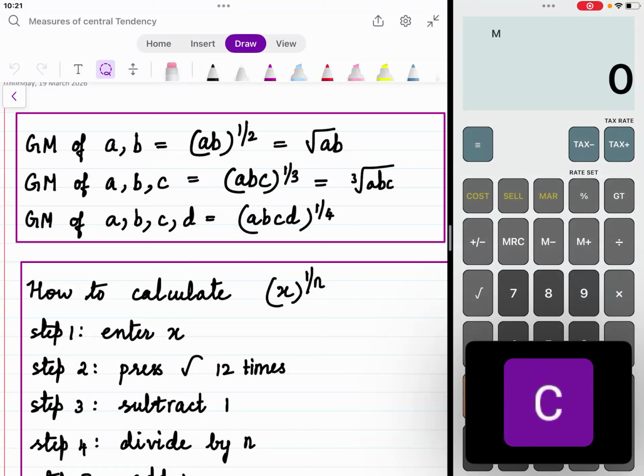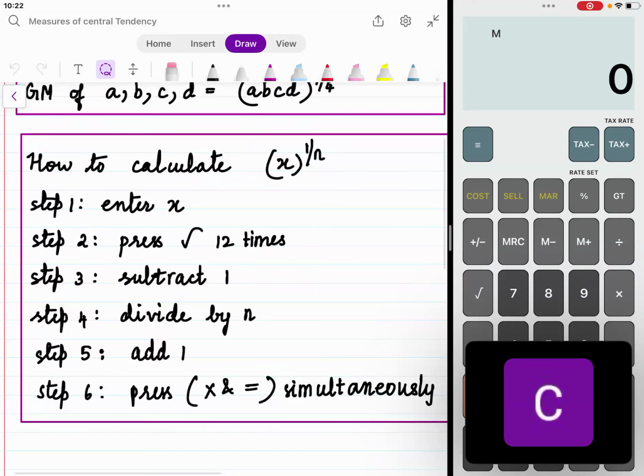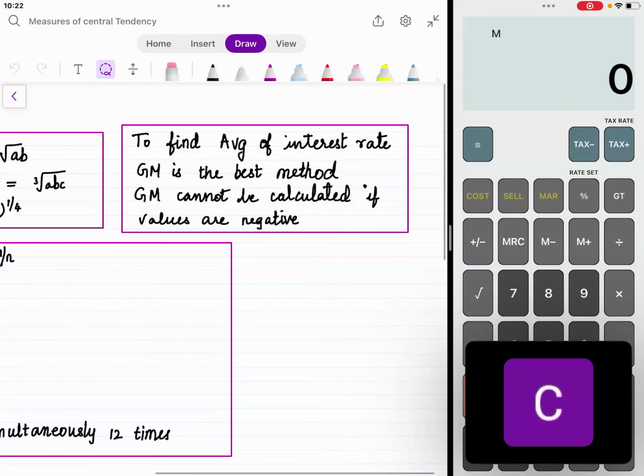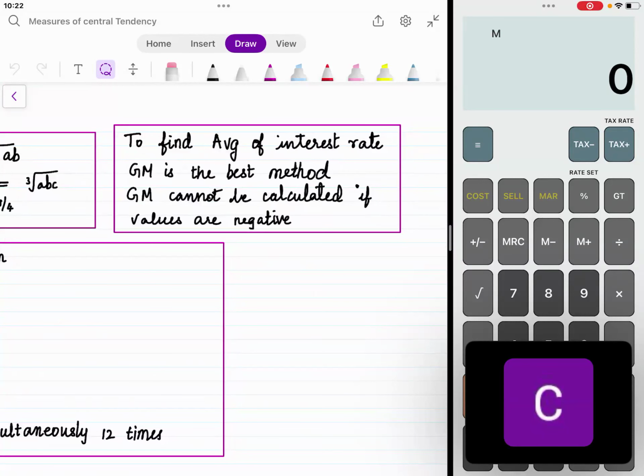So here for geometric mean, we have to calculate power 1 by n, right? So for three numbers, we have to do power 1 by 3. For four numbers, we have to do power 1 by 4. So how are we going to do that? We have to enter the value, and then we have to press root 12 times. We have to subtract 1, divide by n, add 1, and press into and equal to simultaneously for 12 times. And to find average interest rate, geometric mean is the best method. And GM cannot be calculated if the values are negative.